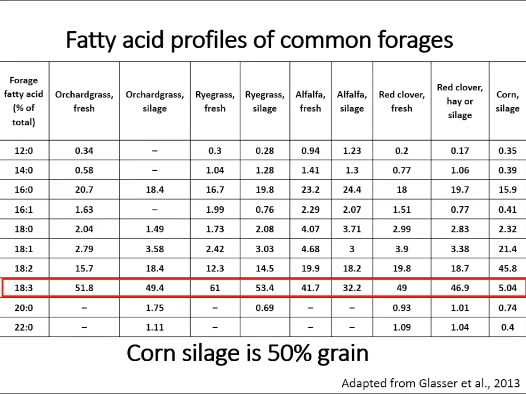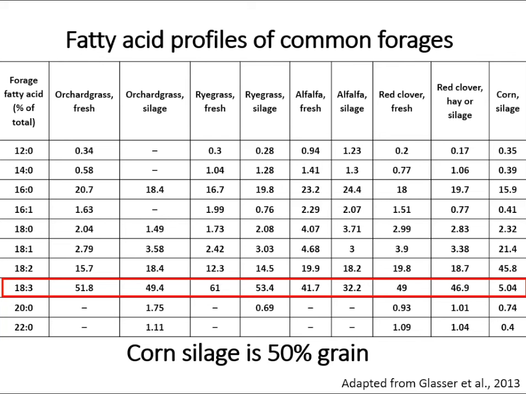So if we're going to keep repeating that message about grasses versus corn silage and grain feeding. Just looking at the fatty acid profile of some common forages, you'll see these orchard grasses, ryegrass, alfalfa, red clover. They all have one thing in common, and that's that the majority of the fatty acids, circled in that red box there as the 18-3, are the omega-3 fatty acid that we're looking for, and it makes up the majority of the total fatty acid of those plants.